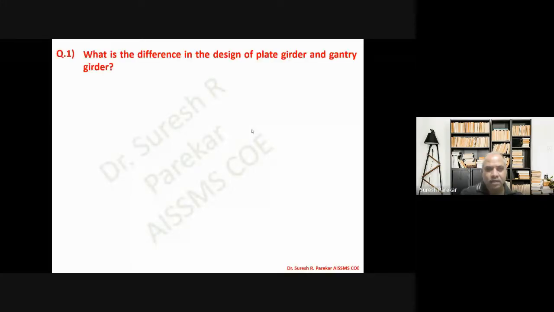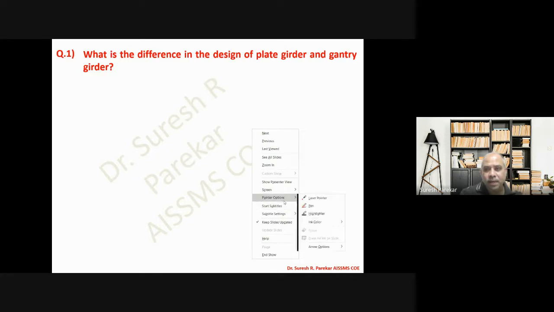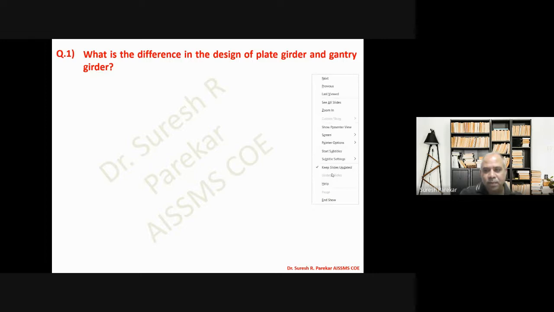Questions related with your gantry girders. So, gantry girder, we have first, what is the difference in the design of plate girder and gantry girder? Already we have seen the design of plate girder, we have seen questions on this. And now we have this gantry girder.